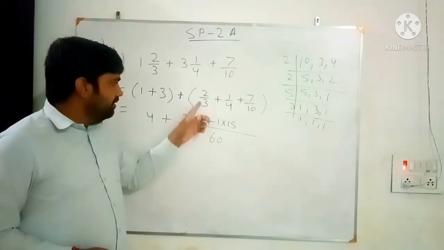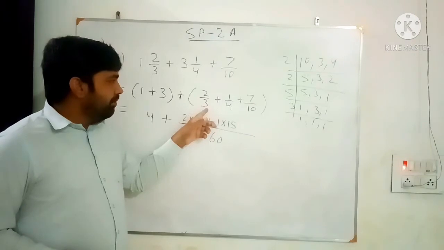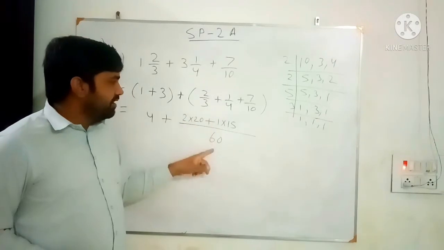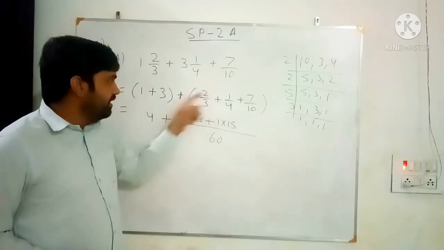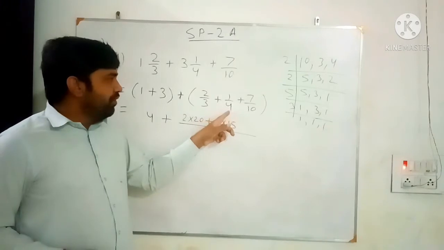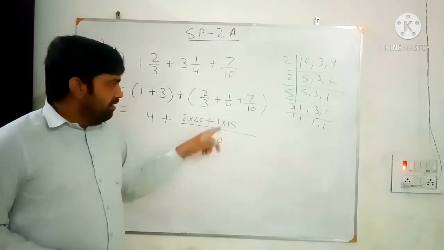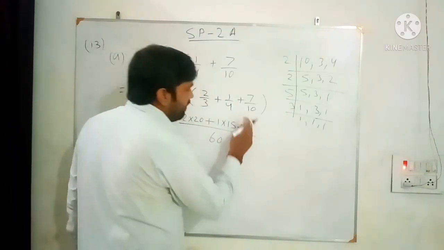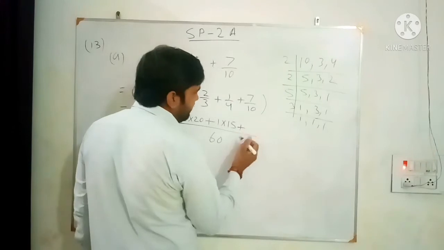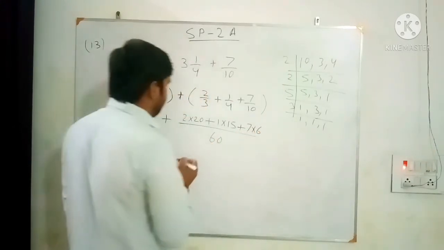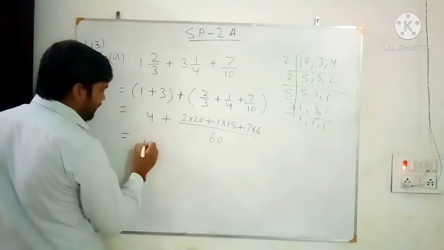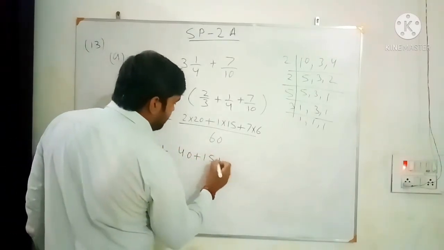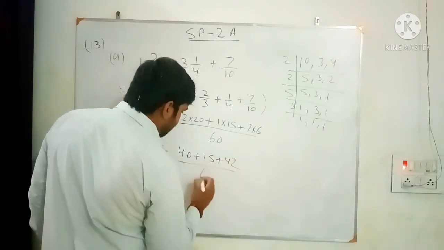So what have we done? We have multiplied the denominator with a certain number to get a number equal to the LCM, 60. What do you multiply in 3 to get 60? 20. So multiply 20 to the numerator also, that is 2 into 20. Here what do you multiply in 4 to get 60, equal to the LCM? 15. So multiply the numerator also by 15, 1 into 15. Here in 10, what do you multiply to get 60? 6. 10 6s are 60. So multiply the numerator also by 6. Now here you find 4 plus 40 plus 15 plus 7 6s are 42 by 60.